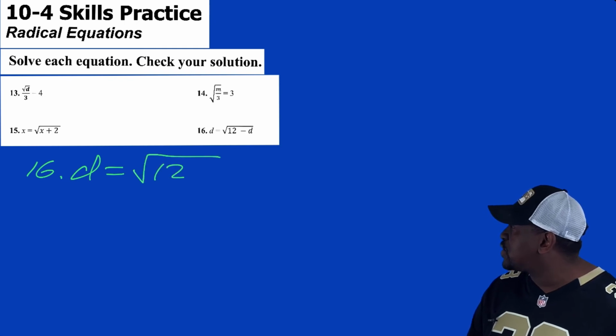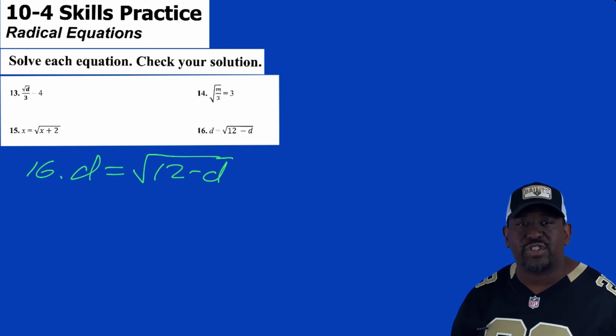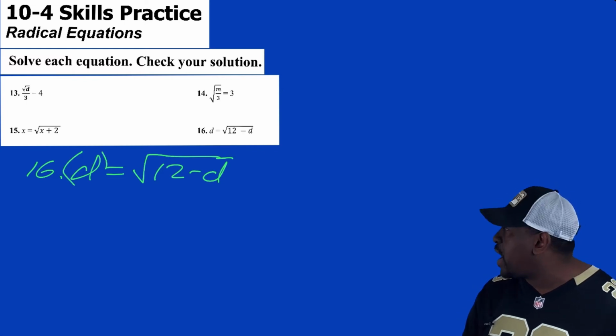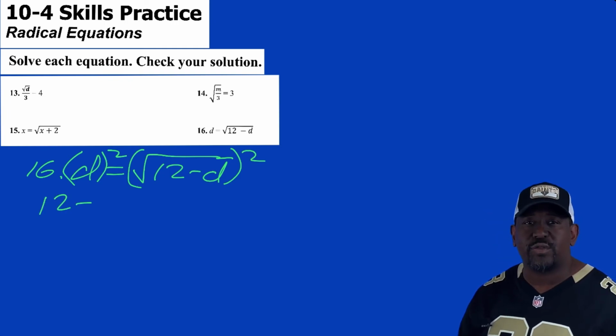Now we're gonna go to 16. d is equal to the square root of 12 minus d. So again, we have to square both sides to get rid of our radical. That's what we're gonna do. We do that, the left side is going to equal d squared.